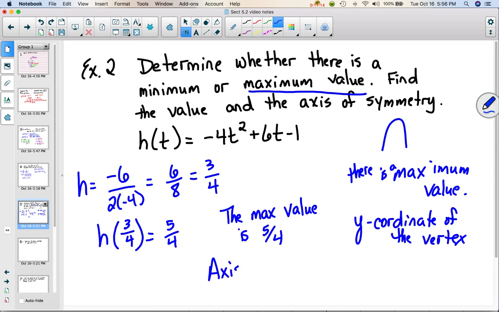And the axis of symmetry, we already know that because it's the x-coordinate of the vertex. Make sure you report that as a vertical line, x equals 3/4. In many cases, when you're talking about a maximum or minimum value, we will have context to the problem, and then I would say something like 5/4 feet, or whatever the context of the problem was. So just be aware of that.